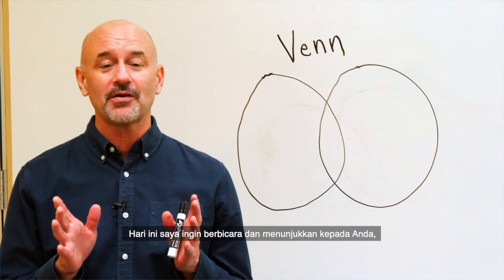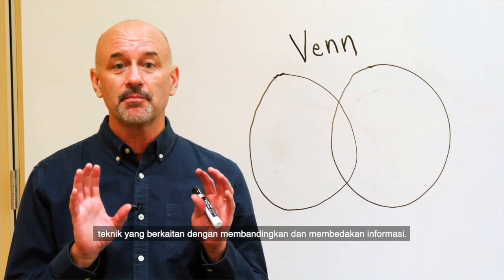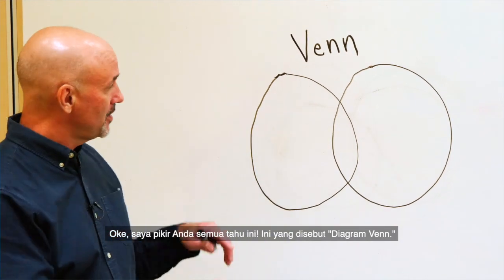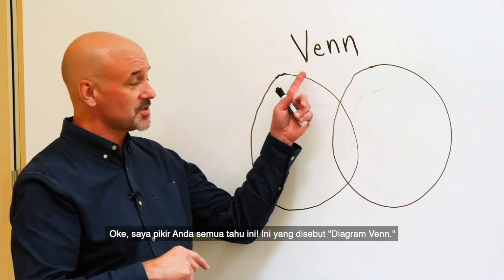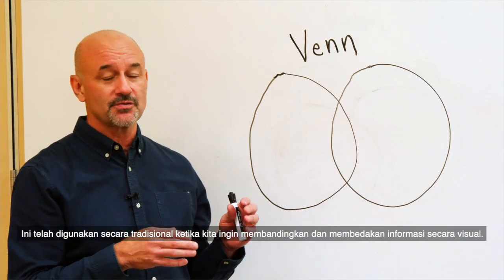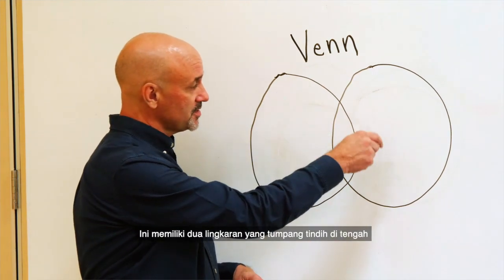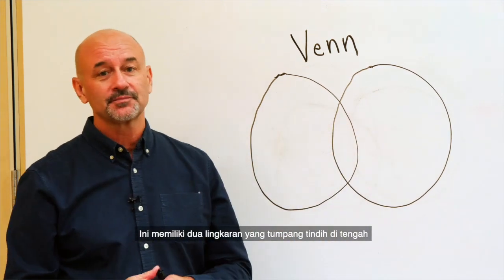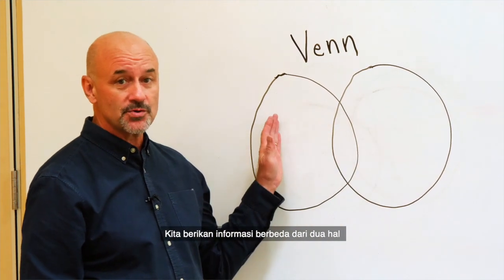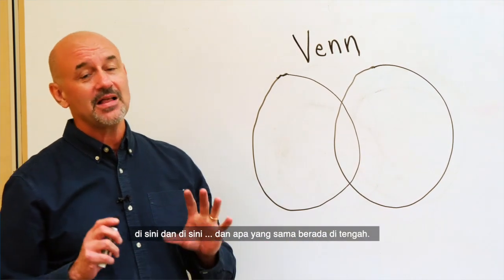Today I want to talk about and show you a technique that has to do with comparing and contrasting information. Okay? I think all of you know this. This is called a Venn diagram. It has been traditionally used when we want to visually compare and contrast information. It has two circles that overlap in the middle. We put information that is different between two things here and here, and what's the same in the middle.